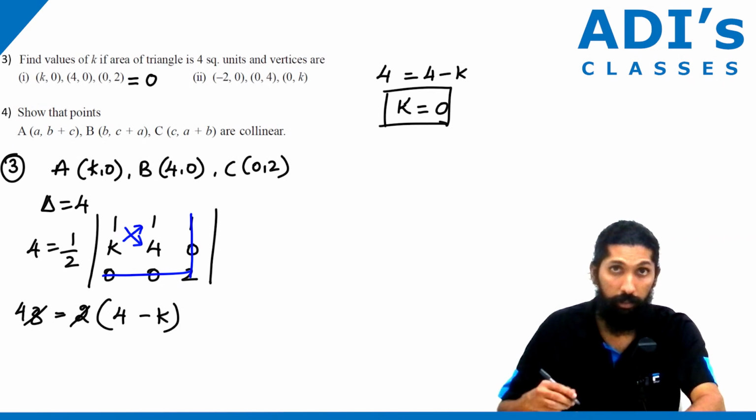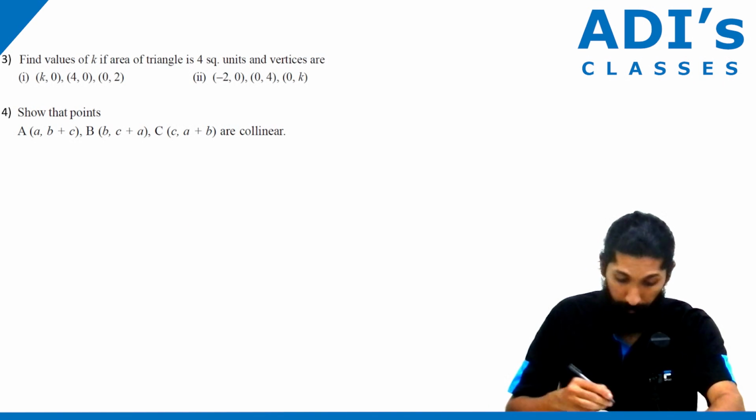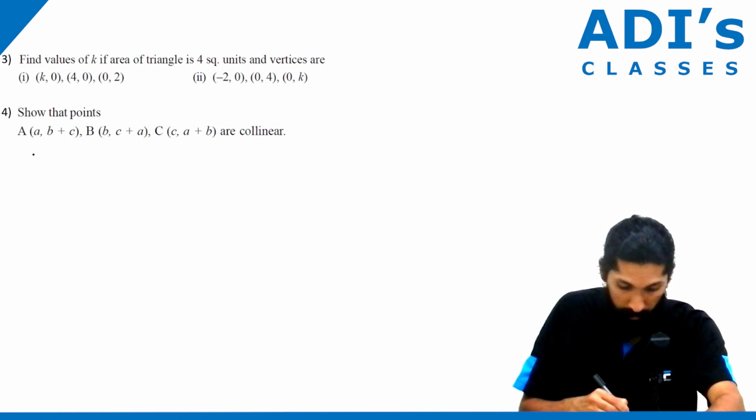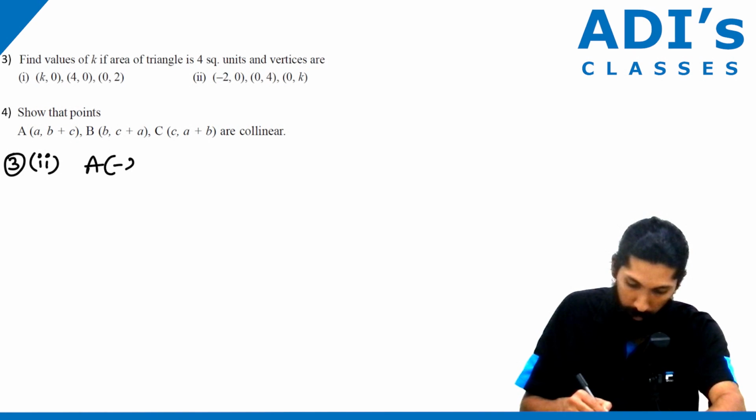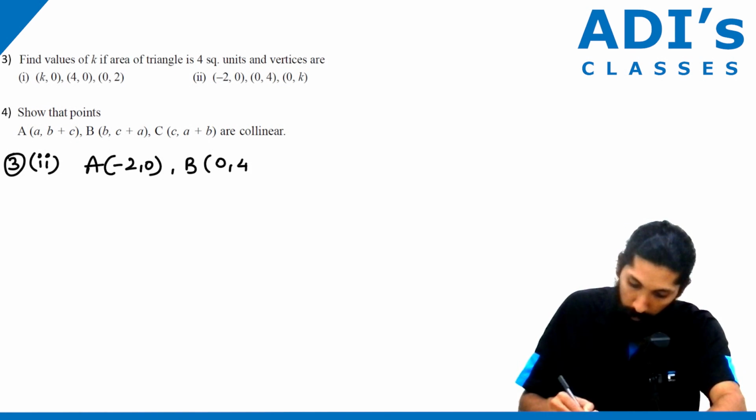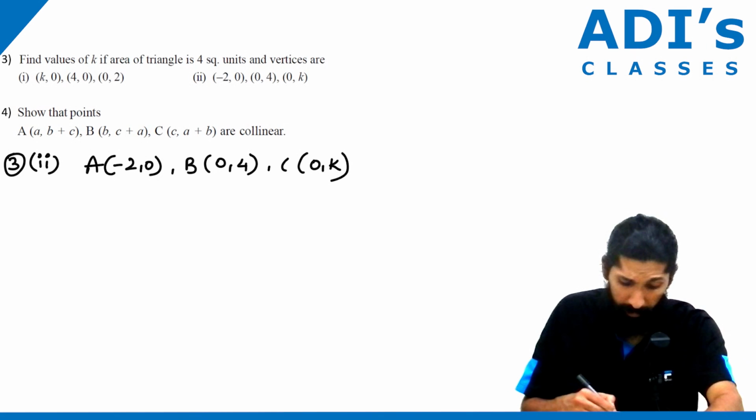Clear? Let's do the next one now. See the next one, again the same type of question. So here also, this is the third one itself, but the second sub question. A value is (-2, 0). B value is (0, 4). C value is (0, k). Correct? Area delta is equal to 4.